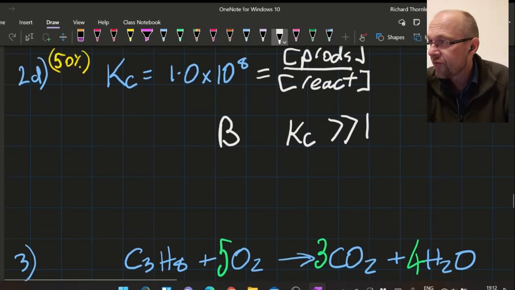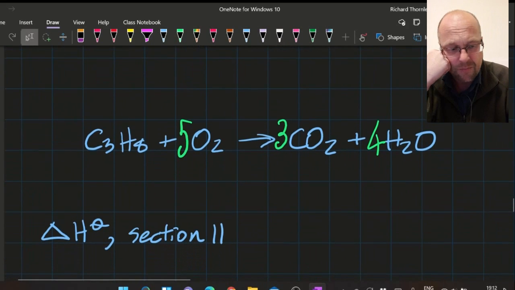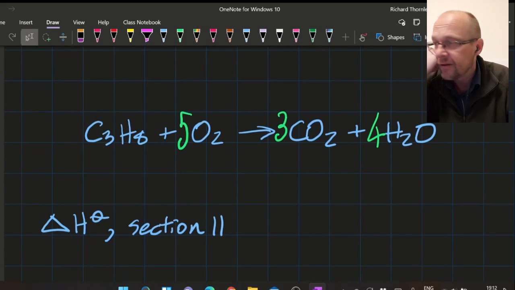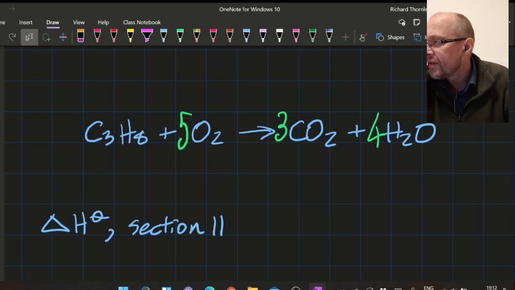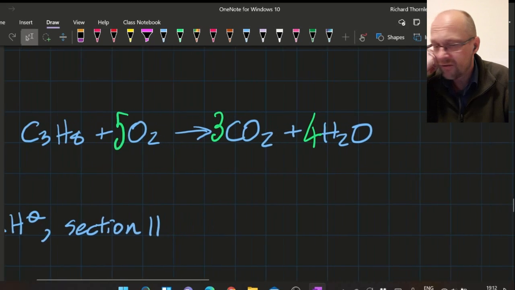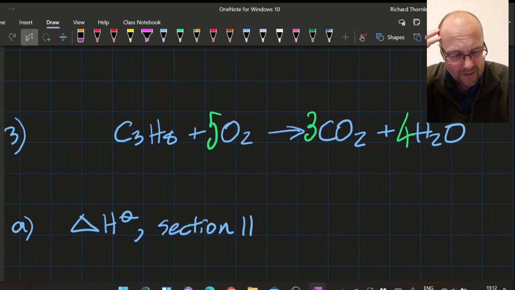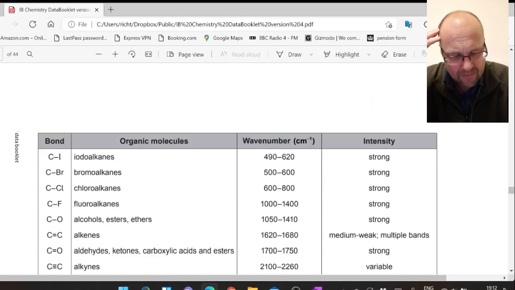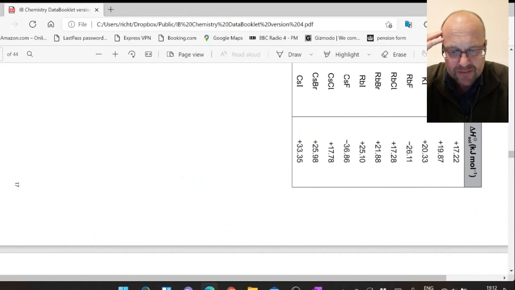On to question 3. Combustion of propane, so that's basically lighting the lighter. Find delta H theta using section 11. Okay, so section 11, is that bond energies?